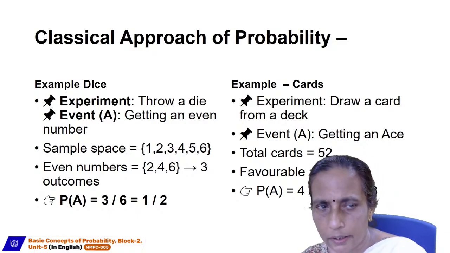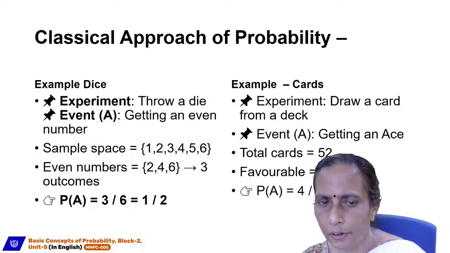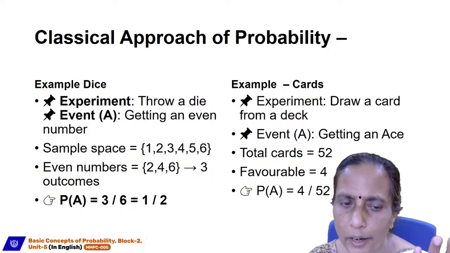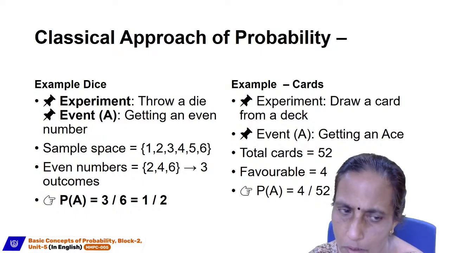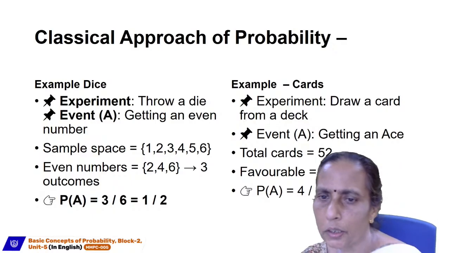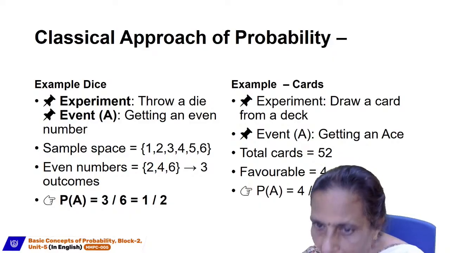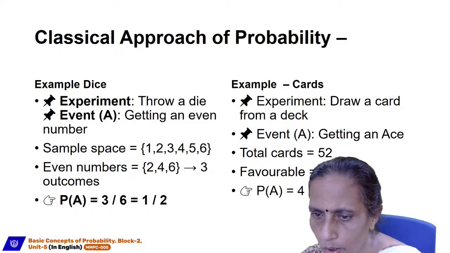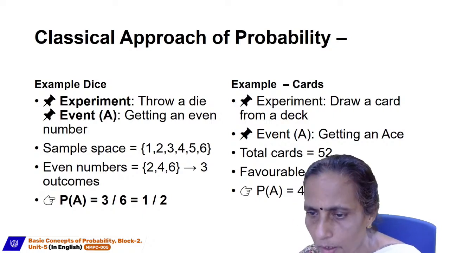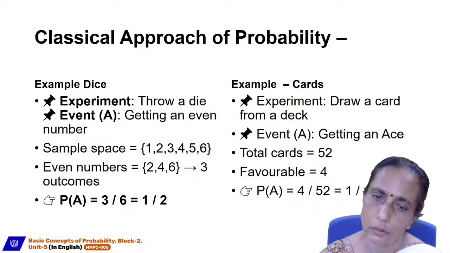So what is it exactly? Example: experiment, throw a die, getting an even number. Even numbers are 2, 4, 6, that is 3 outcomes. The probability of getting an even number when we throw a die is the favorable outcomes, 3, divided by total outcomes, 6. So my probability is 1 upon 2, or half. Similarly, in the case of cards, drawing a card from a deck and getting an ace, we have 52 cards, so the total sample space is 52. The favorable outcomes are 4, since there are 4 aces in the deck. So the probability of getting an ace is 4 by 52, that is 1 by 13.